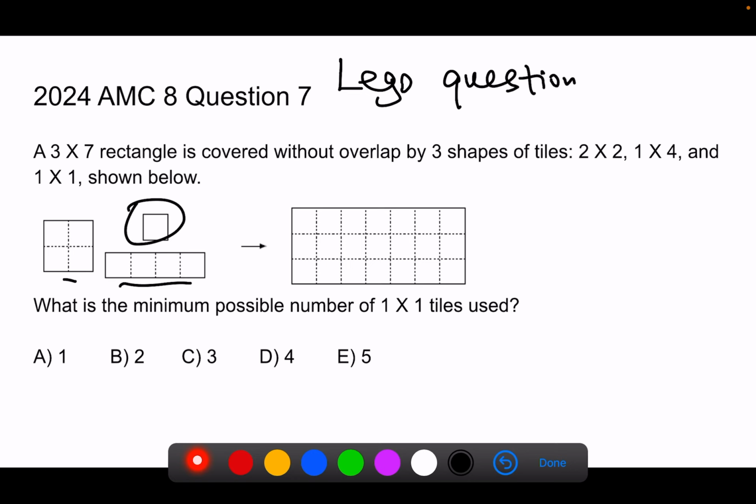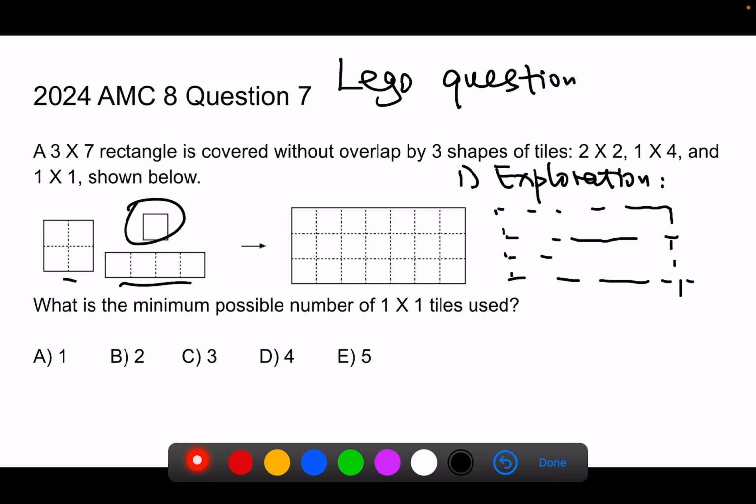To solve this Lego type of question, I generally go through a 2-step method. The first step is exploration. So for this 3 by 7 shape, which has 21 squares you need to cover, let's play around to see how we can get it. So one way to fill in this shape, which is a 3 by 7 shape. So let me have this shape ready.